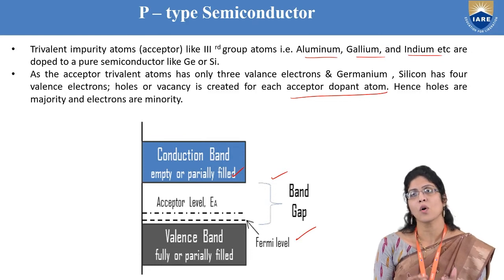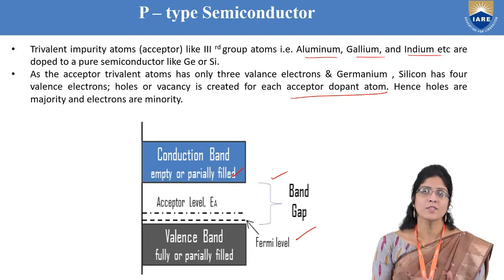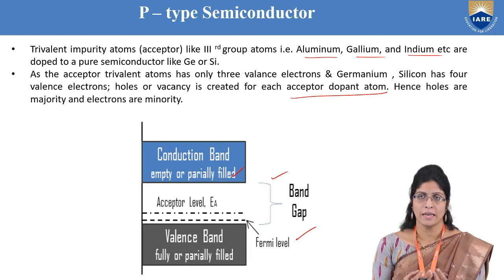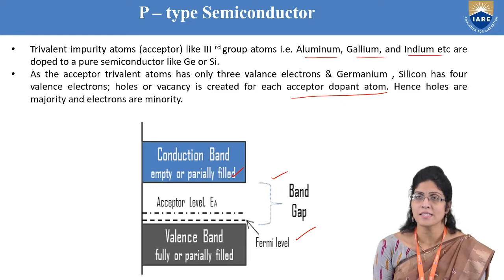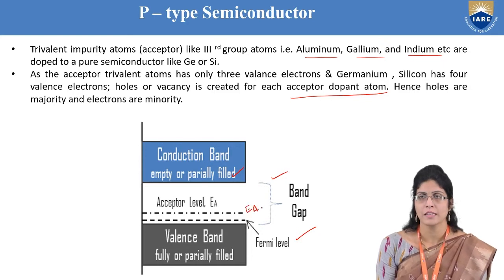The valence electrons are always there in the valence band. So the dopants, whichever you are adding, will form an energy level called the acceptor level, because they are accepting the electrons from the valence band. Hence, they will form a level near the valence band, accepting the valence electrons as the temperature rises. So these are the valence electrons.